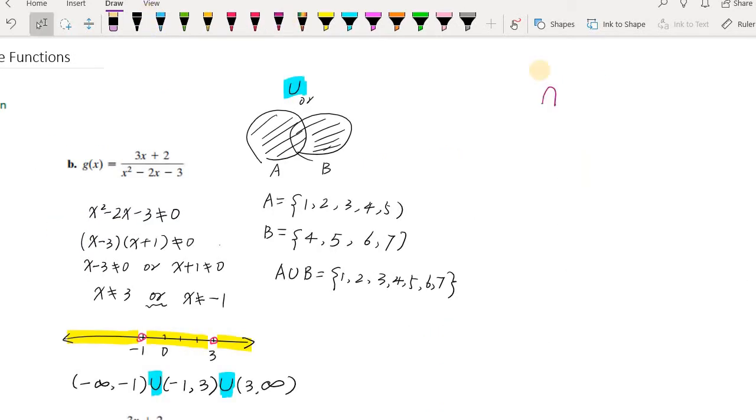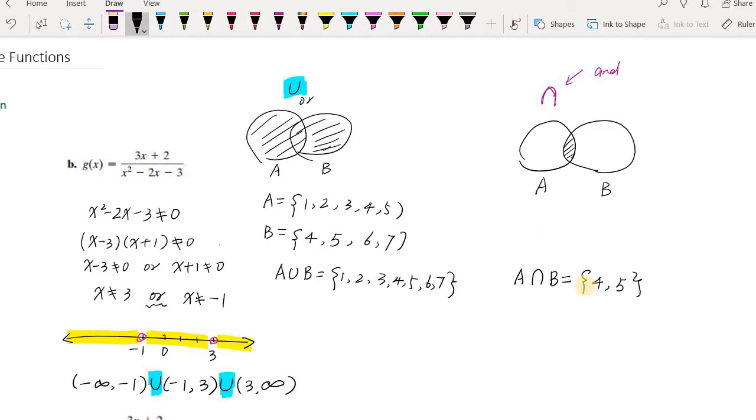Another symbol, we read as and. If we have set A and set B, that means they both have to satisfy the condition. If you look right here, we have 1, 2, 3, 4, 5 and 4, 5, 6, 7. We have to satisfy both of them. The only part that satisfies both is 4 and 5. You don't have to know the whole set topic yet. You might learn this later, but the main thing you need to understand is what the symbol means.